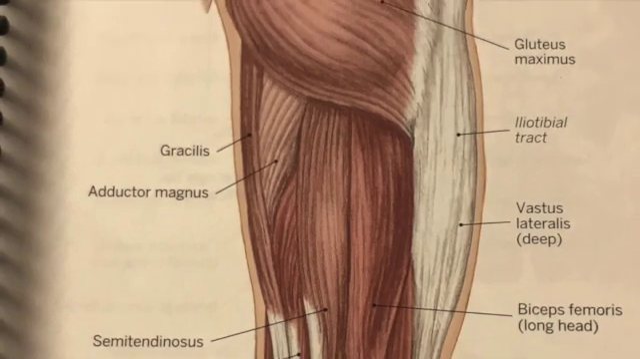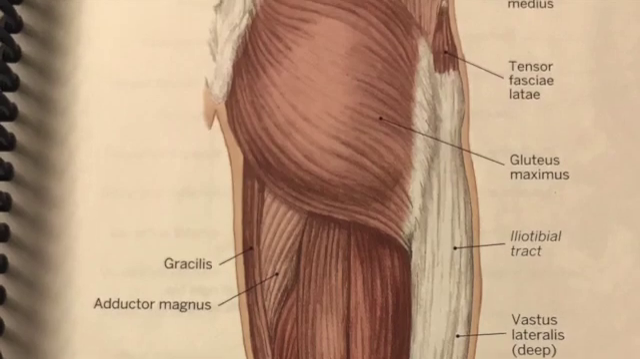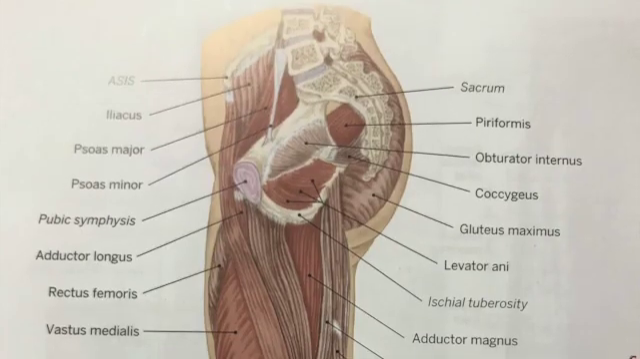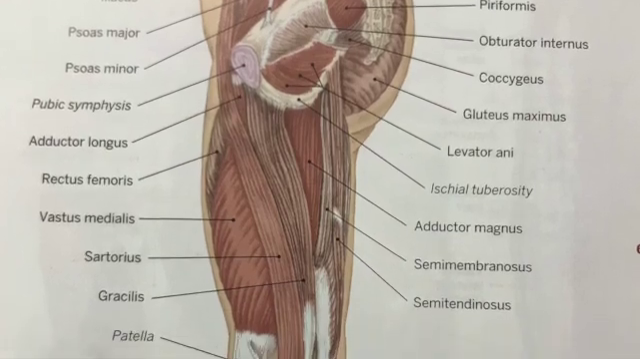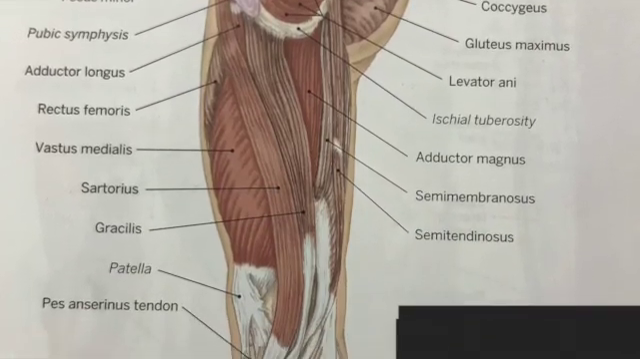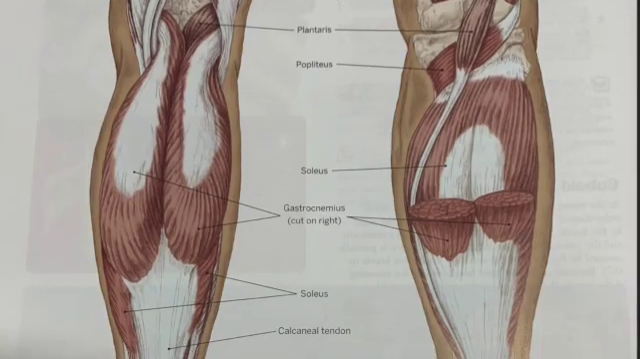The hamstrings include the semimembranosus, semitendinosus, and the biceps femoris short and long head. The second group of muscles are the quadricep muscles. These include the vastus lateralis, the vastus intermedius, vastus medialis, and the rectus femoris. The hamstrings extend the knee and the quadriceps flex the knee.